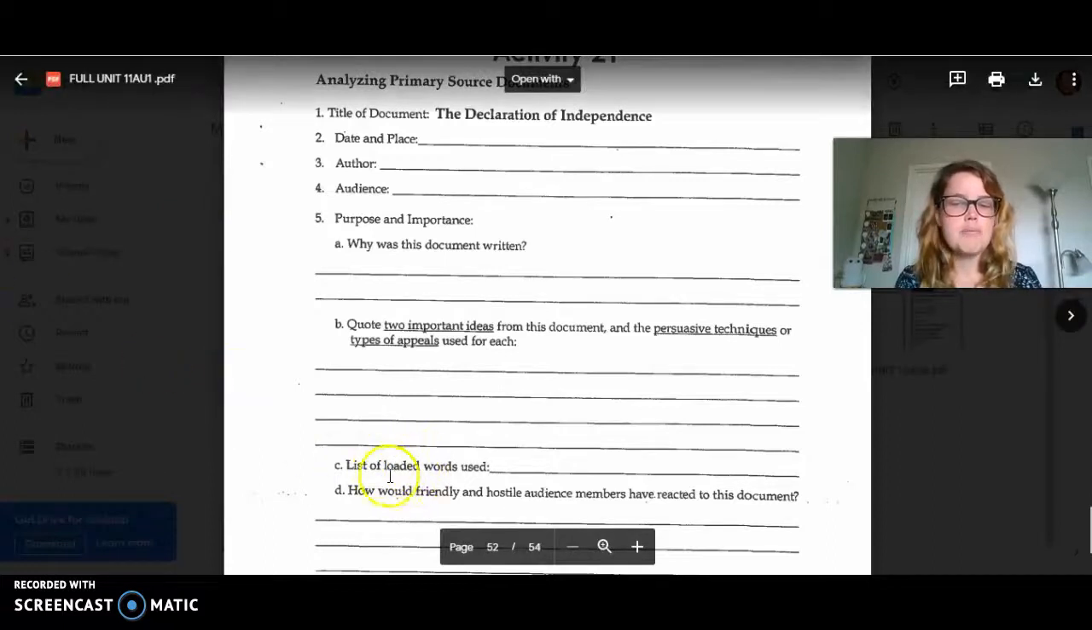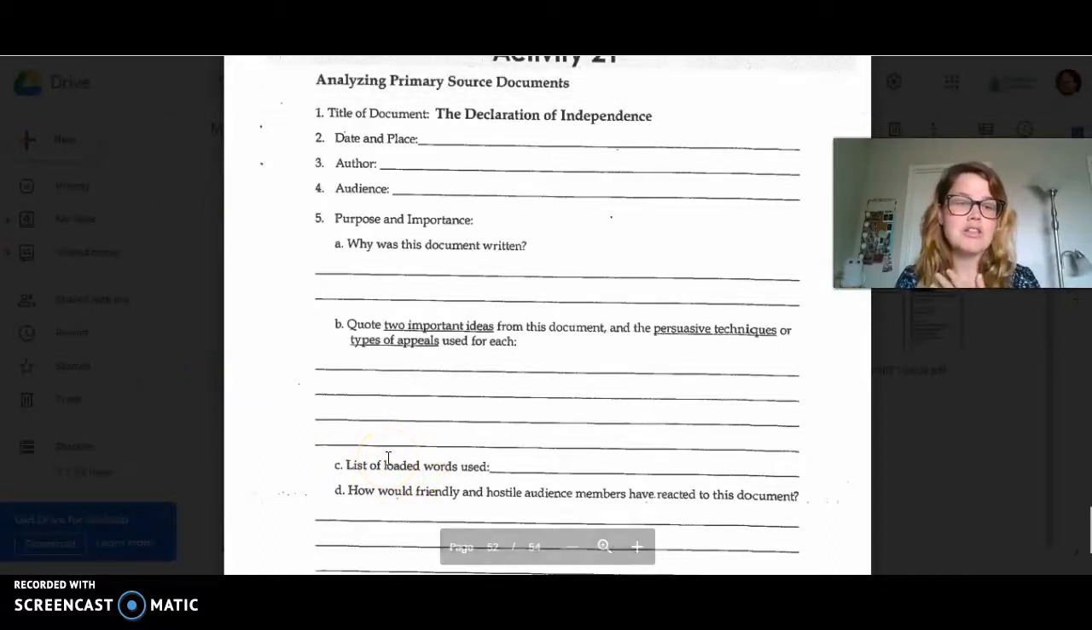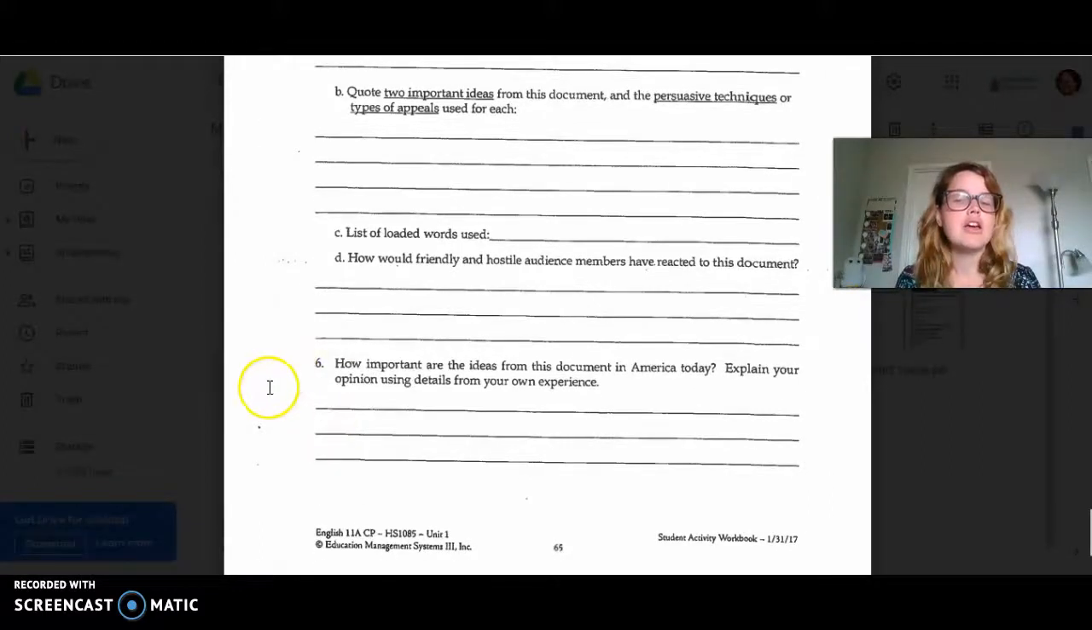List of loaded words. That is those words that make you feel something. So if they say shackles, right, that one makes me feel something. Different things like that. How would friendly and hostile audience members have reacted to this document? So friendly would probably be the fellow Americans who wanted to break free, right? And then hostile audience members would probably be the Brits, the king, or loyalists who were in the United States at the time. How would the friendly people and how would the hostile people respond? So you should have 2 sections there.